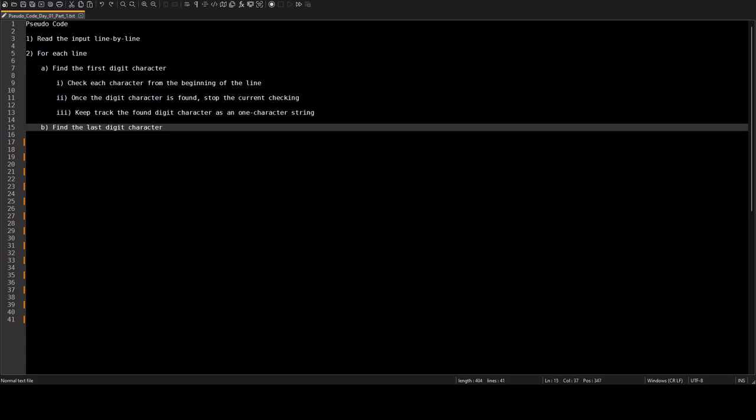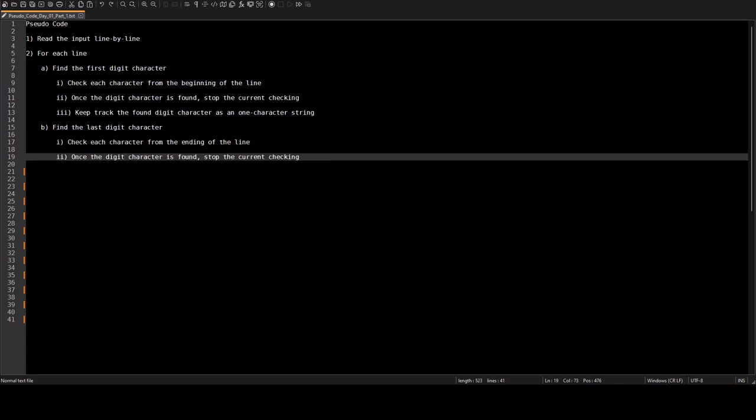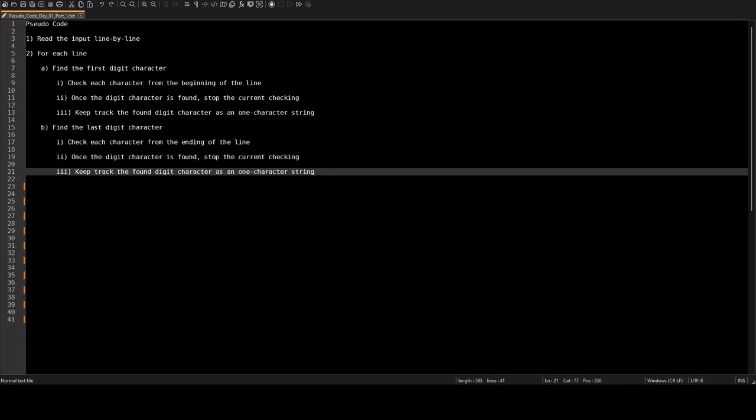Find the last digit character. We can find the last digit character by checking each character from the end of the line. Notice the direction, from the end. Once we find the digit character, stop the current checking. We keep track of the last digit character as a one-character string.